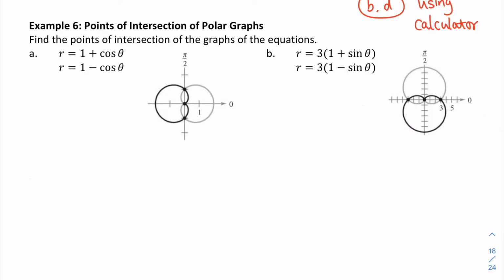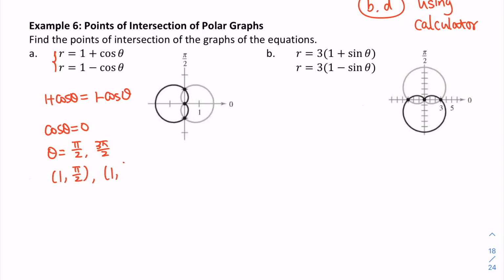For the first one, we set them equal. So 1 plus cosine theta equals 1 minus cosine theta. So cosine theta equals 0. Theta equals pi over 2 and 3 pi over 2. We plug pi over 2 in, and cosine pi over 2 is 0. So it's (1, pi over 2) and (1, 3 pi over 2). This gives us point A and point B.